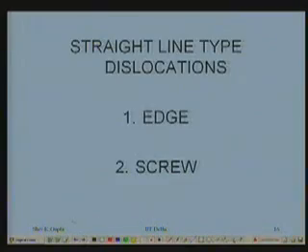Dislocation, I said, the line defects. To understand these line defects, we shall start with straight lines first, and then we shall move on to the curvilinear lines, which are the general situation in the crystal. Two straight lines are named, one is edge, another is screw. We shall try to look at the edge and then we shall move on to the screw. First thing we shall look at is the edge.